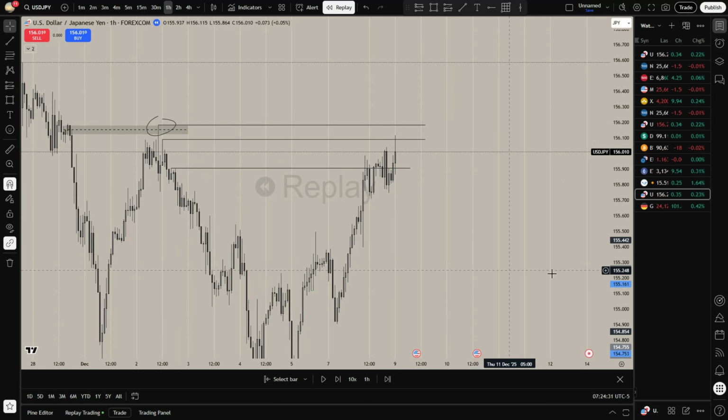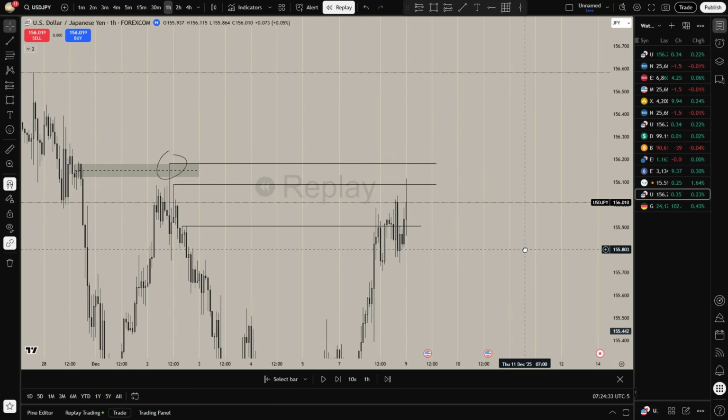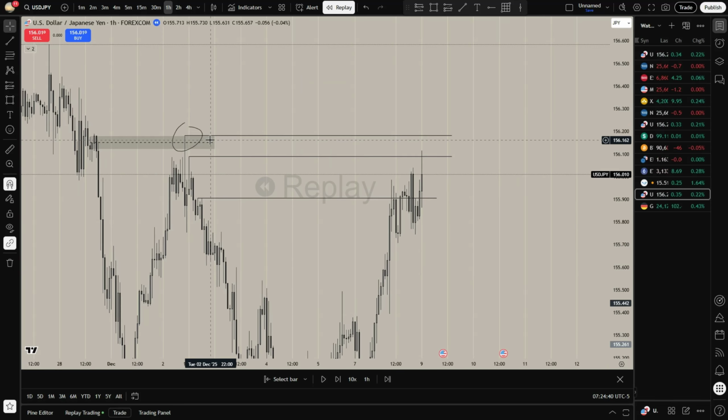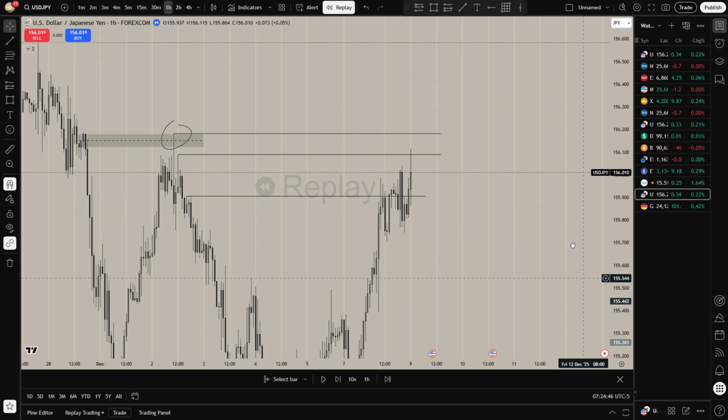So my draw on liquidity was pretty obvious. We've been very, very bullish at the start of the week, and I saw this external high. This external high, which was inside this 1 hour order block, was my very obvious draw.